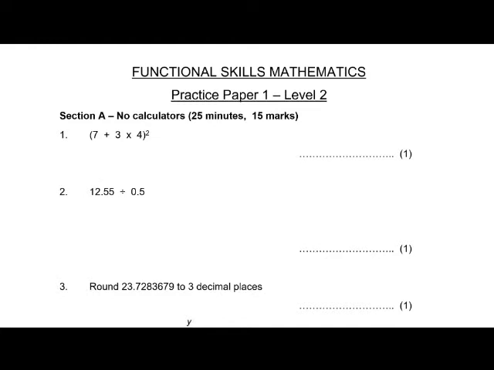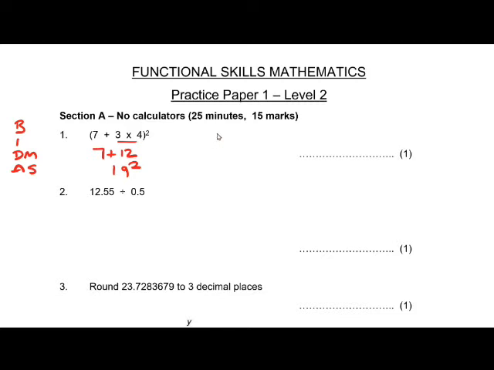So the first question is about BIDMAS. So we have brackets, indices, division and multiplication, addition and subtraction. Now, brackets comes first, so we need to do what's inside the brackets first. And this takes us to our lower rules of division and multiplication before addition and subtraction. So it becomes 7 plus 12, and that becomes 19, and we need to square it.